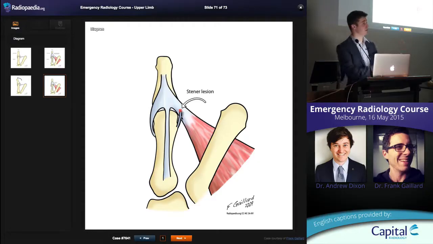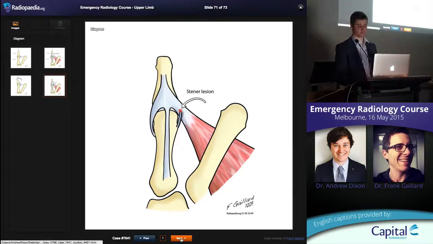So if you get a plain film of someone who's injured their first metacarpophalangeal joint, and the plain film looks pretty normal, but you think, he's a bit sore and maybe there's a little bit of mobility there, you really need to get an ultrasound or an MRI to look for, firstly, an ulnar collateral ligament tear, but also what is called a Stener lesion, where the ligament is flipped superficial to that adductor aponeurosis.